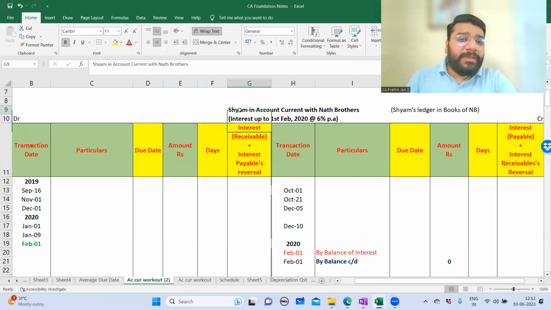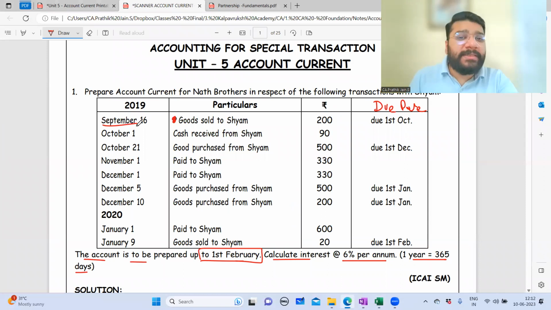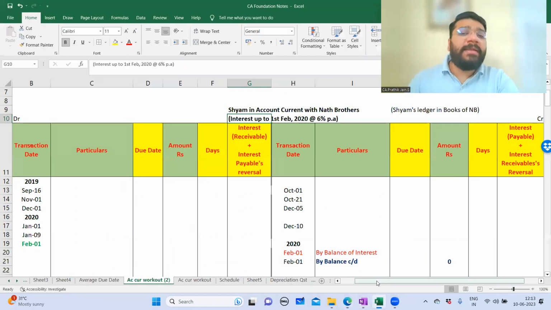So the heading is Sham in account current with Nath Brothers. This is the first heading. The second heading is interest up to 1st Feb 2020 at 6% per annum, because this account current is prepared up to 1st Feb. From the transaction date, September 16, to 1st Feb, this account current statement is prepared. So you have to write the second line at the top saying interest up to 1st Feb 2020 at the rate of 6% per annum. This is the second line you will record.